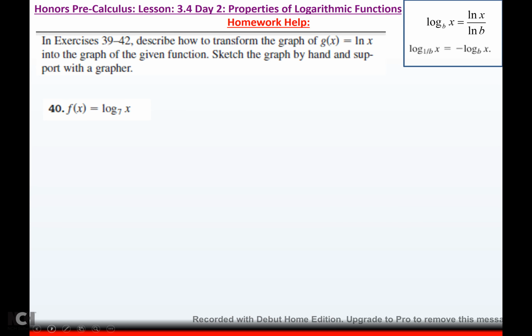Alright, so a little bit of homework help. These are just like the ones we did. So again, you'd rewrite this as ln of x over ln of 7, split it, and sketch the graph and check with the grapher and describe the transformations. Okay, remember this one's going to translate into a negative log base 3 of x.